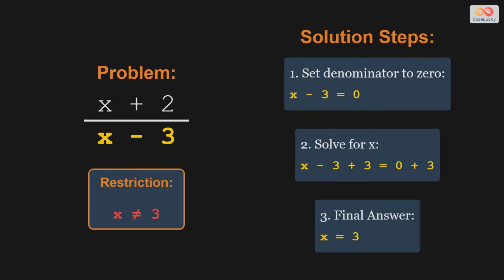Now for a slightly more complex example, the fraction x plus 2 over x minus 3. We take the denominator, x minus 3, and set it equal to 0. To solve for x, we add 3 to both sides of the equation. This tells us that x equals 3. Therefore, the restricted value is 3.